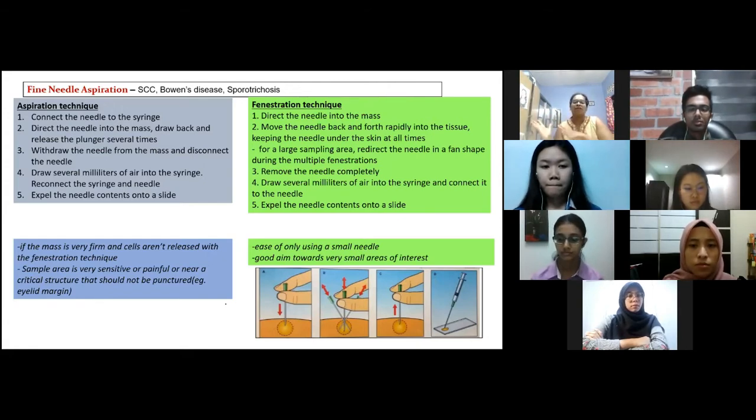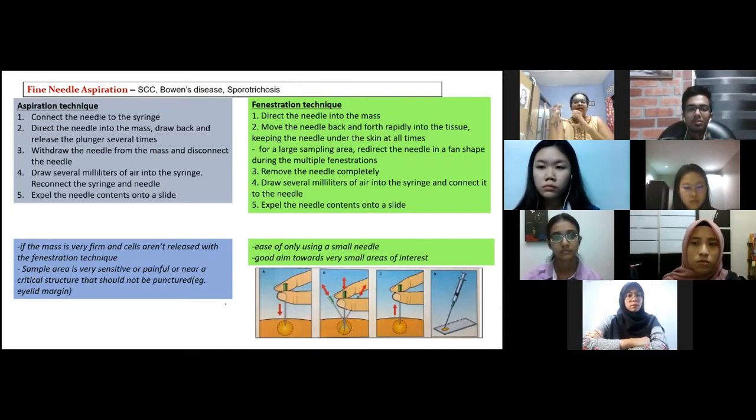Whereas for the fenestration technique, all you need is just a needle. You're not going to use a syringe to aspirate or anything. The first thing is you direct your needle into the mass, and then you move the needle in 3 directions to get an actual average sample of the whole lump. So you're moving in a few directions and making a fan shape.